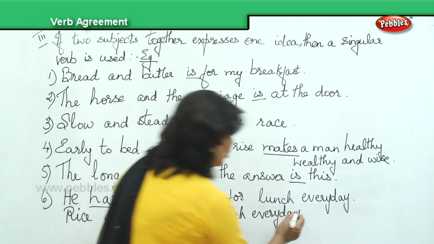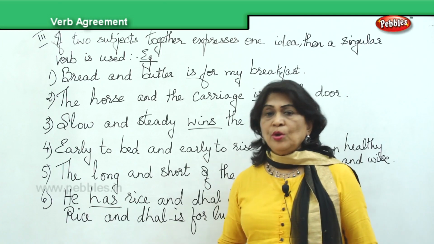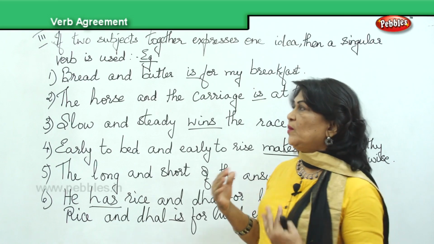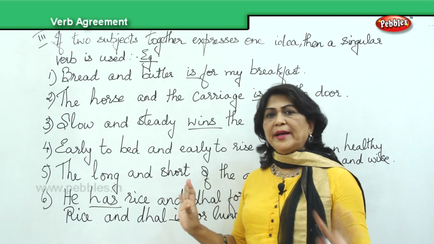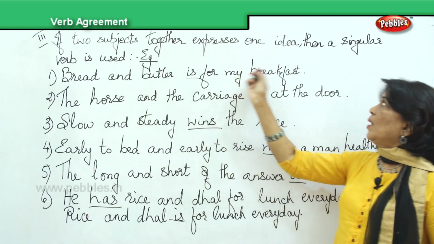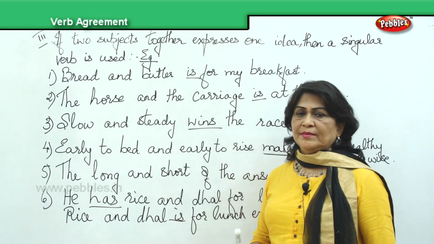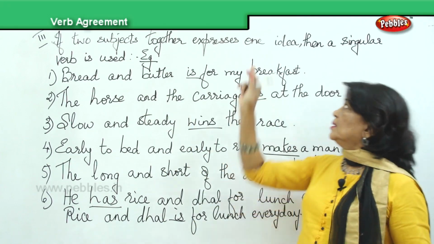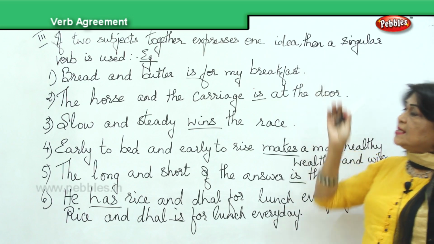So, I hope you have understood what I try to explain here. This is the basic rule of grammar. The verb has to agree with the subject. That is why we call it the verb agreement of the subject with the verb, or the verb agreement. If two subjects together express one idea, then a singular verb is used. Do you understand? If two subjects together express one single idea, then a singular verb is used.